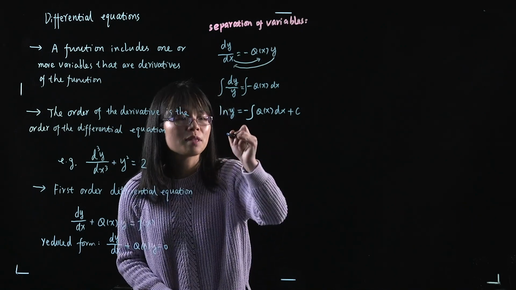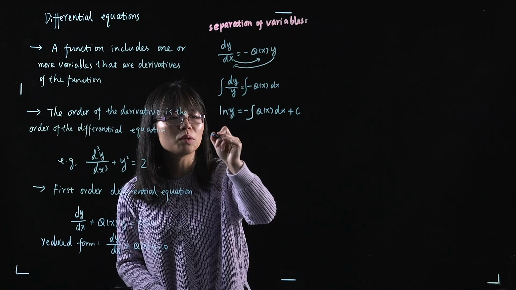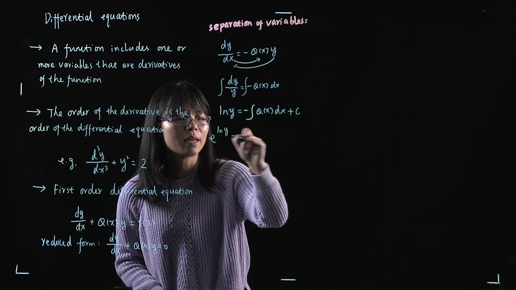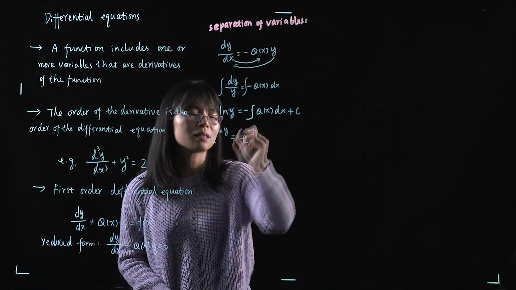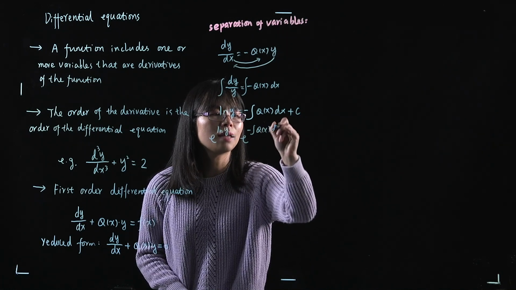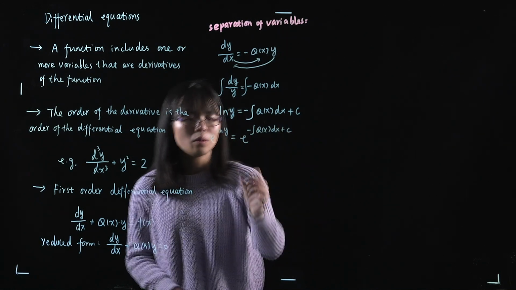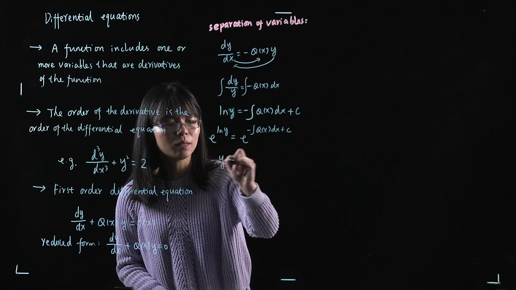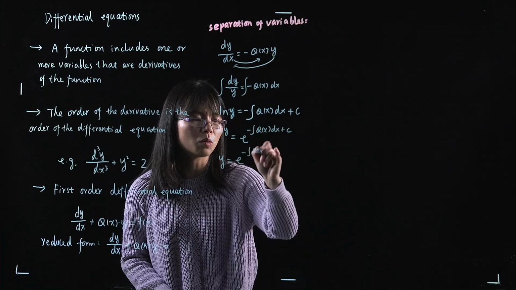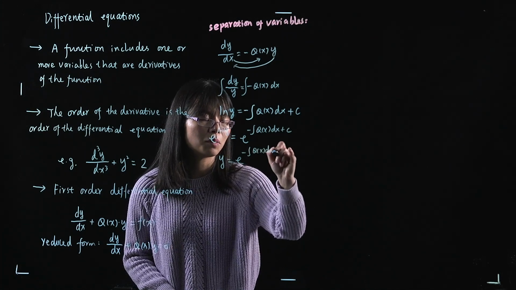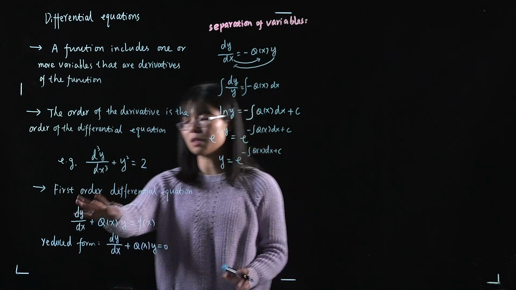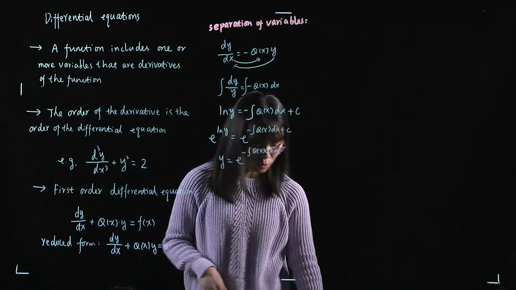Now if we further take the exponential on both sides, exponential of log y and exponential of the right-hand side, negative integral of q of x dx plus c, we can find y equals exponential of negative integral q of x dx plus c. This is one solution for y for this first order differential equation.